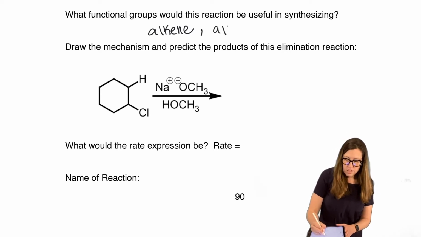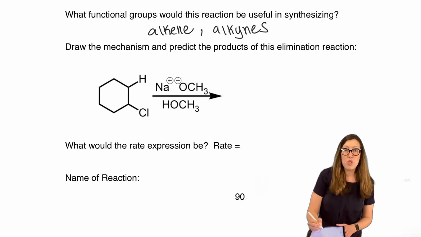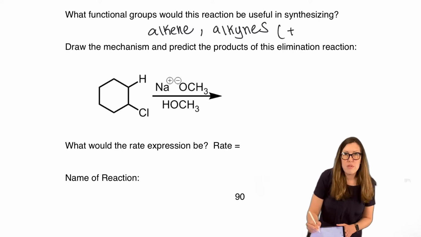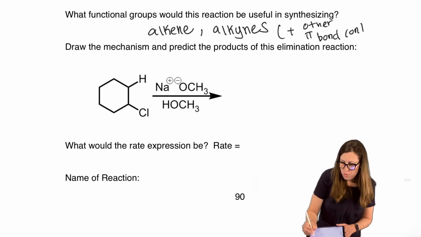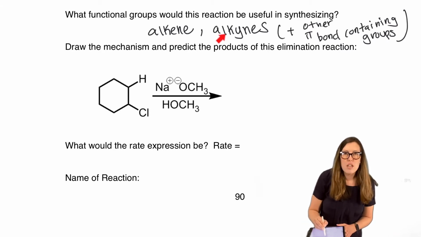Possibly even alkynes. Right? We're going to work our way up to that, where we have 2 pi bonds. Plus, there are others that can be formed by elimination. Other pi bond containing groups. I'm pointing that out so you know it's possible. But we are going to focus only on alkenes and alkynes for the most part.